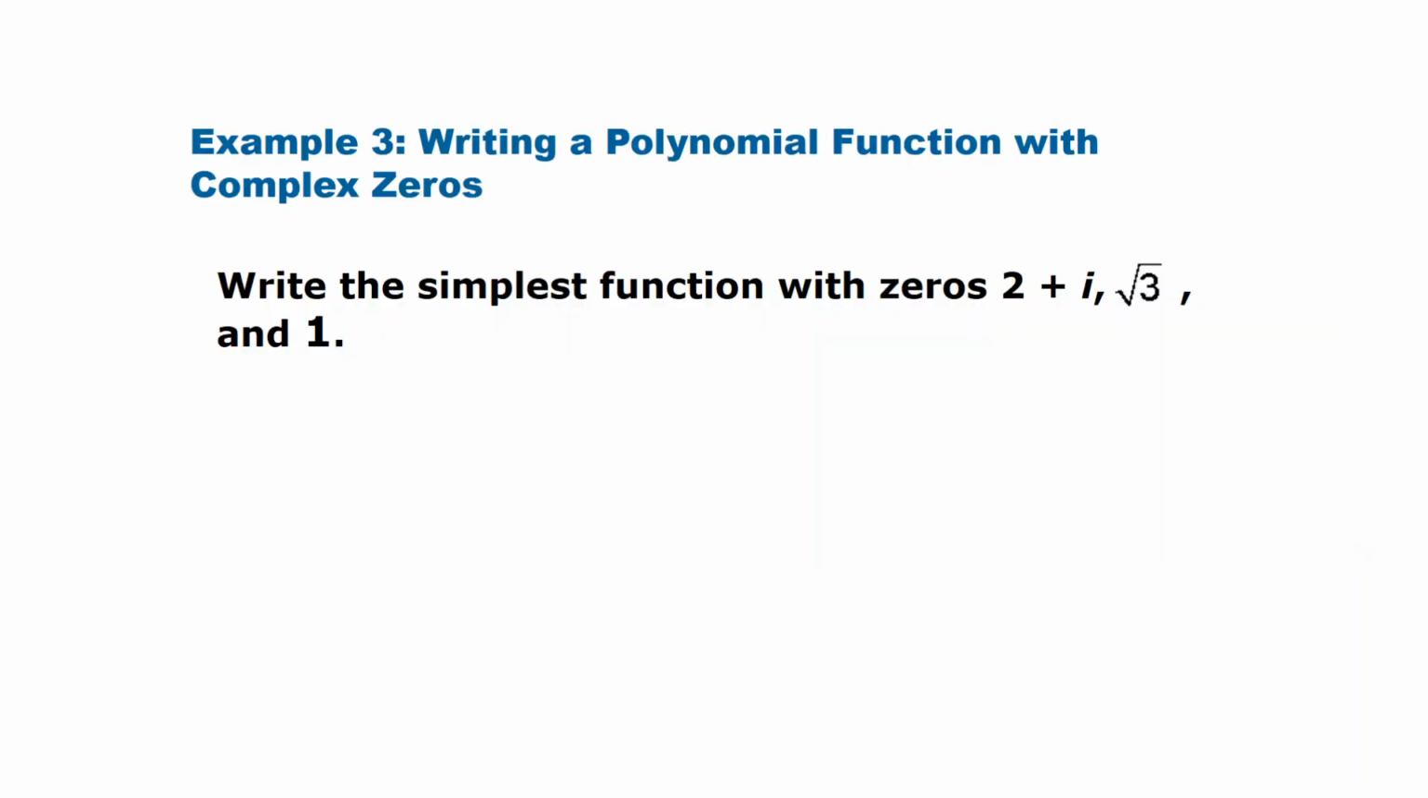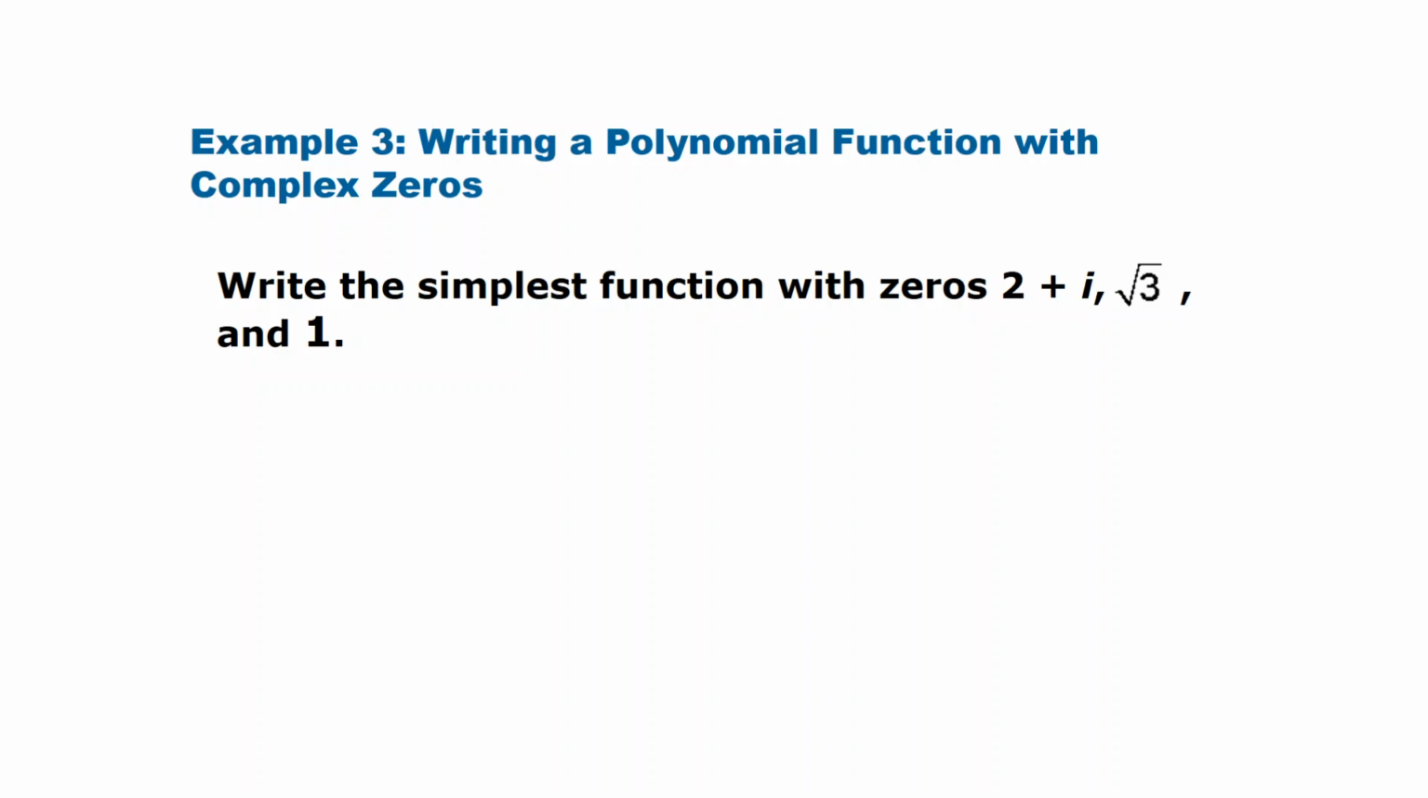All right, so we're going to try this next example. It says we're going to be writing a polynomial function with the complex zeros. So they're not all real number zeros, but complex and real. The question says write the simplest function with zeros at 2 plus i, square root of 3, and 1.